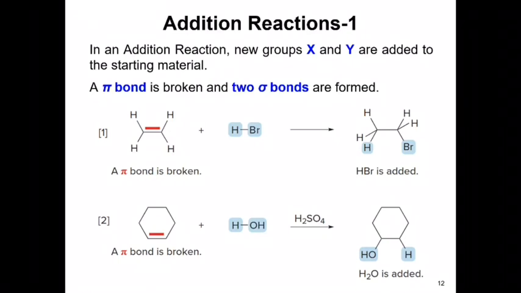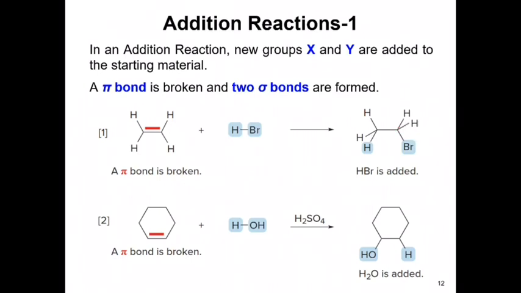So the first one here involves the reaction between ethylene and hydrobromic acid, which is a stronger acid than hydrochloric acid. So here a pi bond is broken between these two adjacent carbon atoms, and then this results in the formation of sigma bonds in these two adjacent carbon atoms. So a carbon to hydrogen sigma bond is formed, and a carbon to bromine bond is also formed.